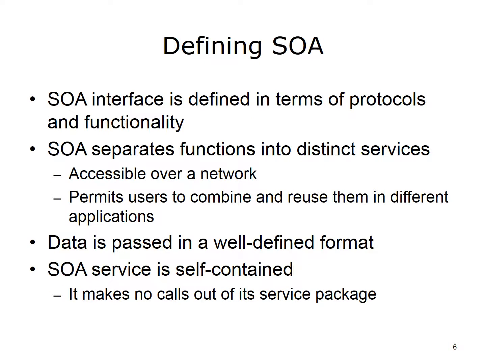The SOA interface is defined in terms of protocols and functionality. SOA separates functions into distinct services using HL7 and EHR models to identify the services. They are accessible over a network in order to permit users to combine and reuse them in different applications. Data is passed in a well-defined format. An SOA service is self-contained and makes no calls out of its service package to anything else. If changes occur outside a service, then there is no impact on the service itself.